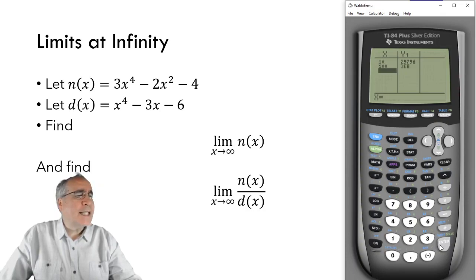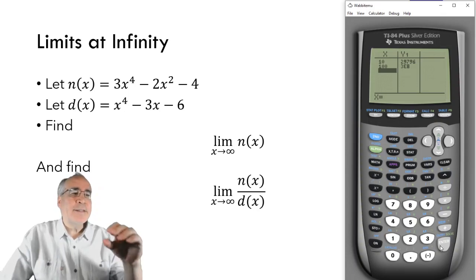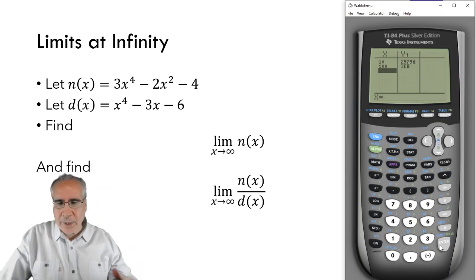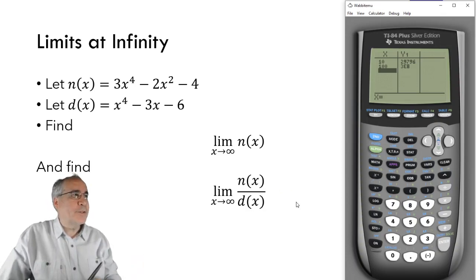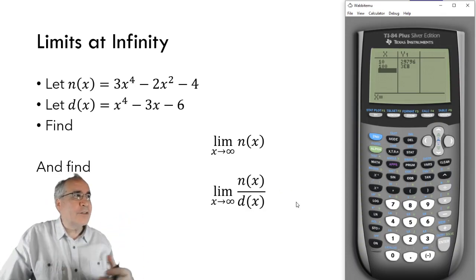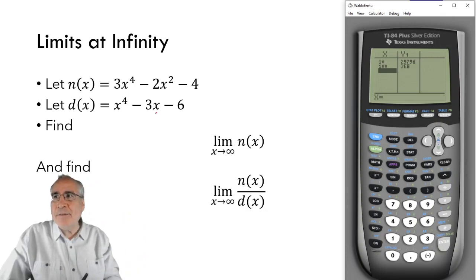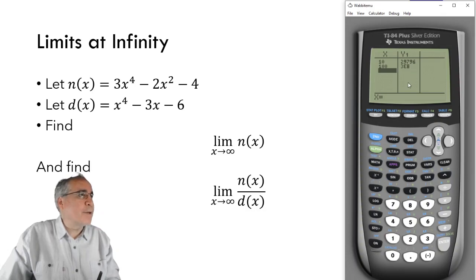Oh, 3e to the 8th. What is that? Well, that's a fancy way of writing 3 times 10 to the 8th power. So it's 3 with, what, 8 zeros behind it, something like that, 7 or 8. I forget which one it goes. But it's a very large number.